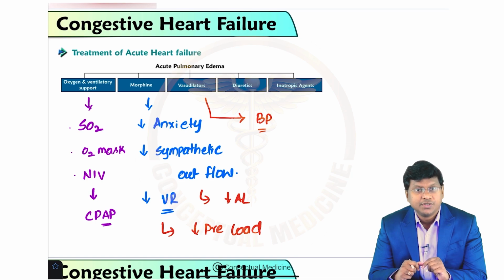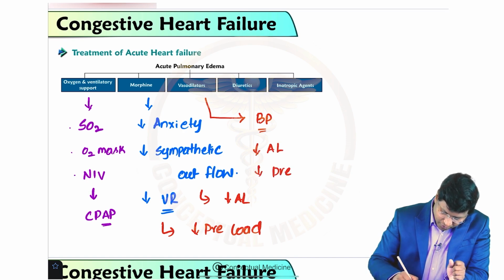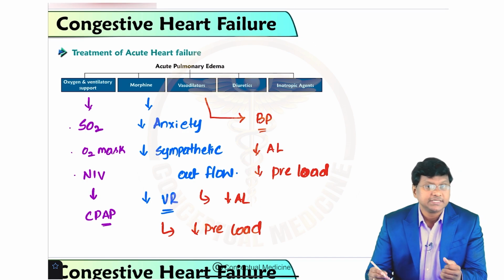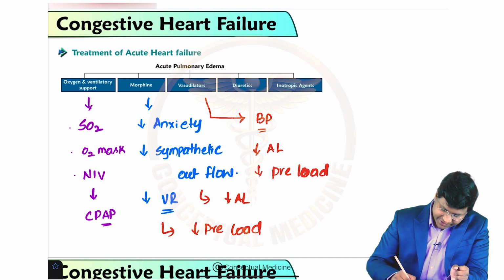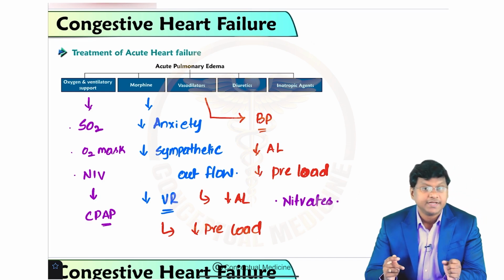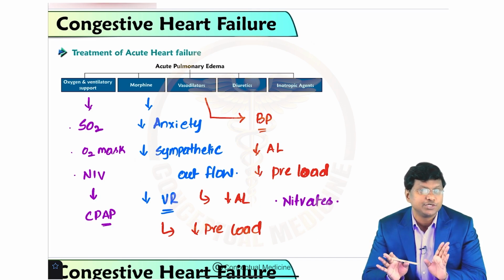Now the question is, what is the importance of these vasodilators? They will reduce the afterload on the heart and they will also reduce the preload on the heart. And what are the examples of the vasodilators? That includes the nitrates. Either sublingual nitrate or intravenous nitrate will be the agent of choice.